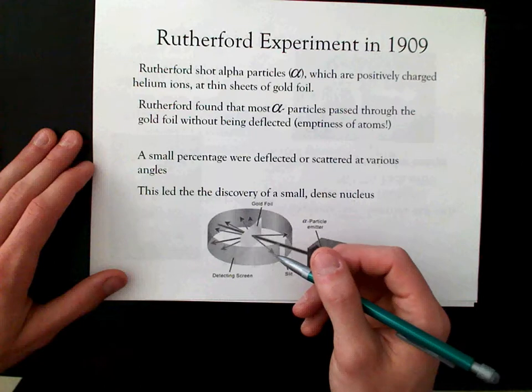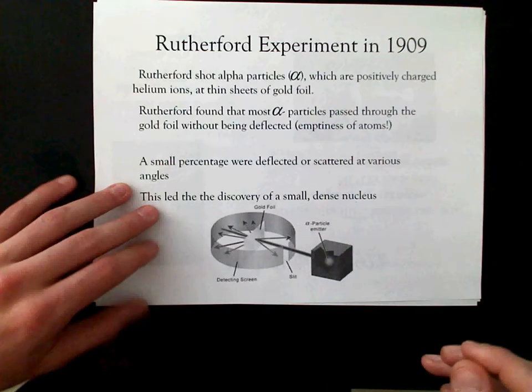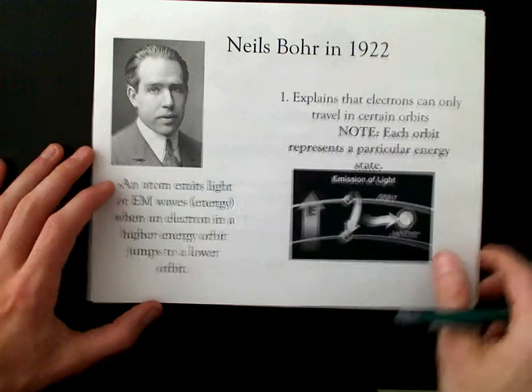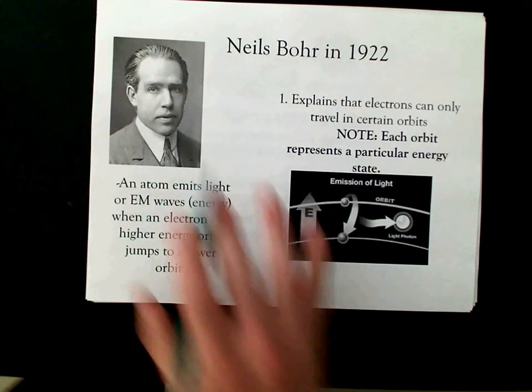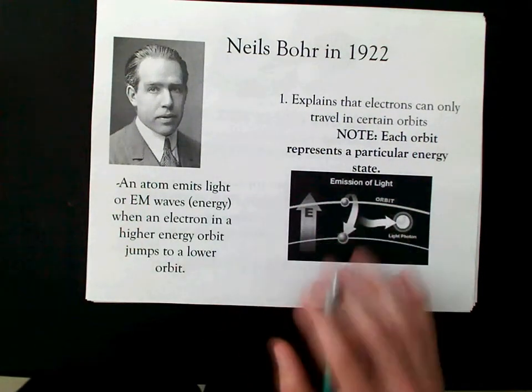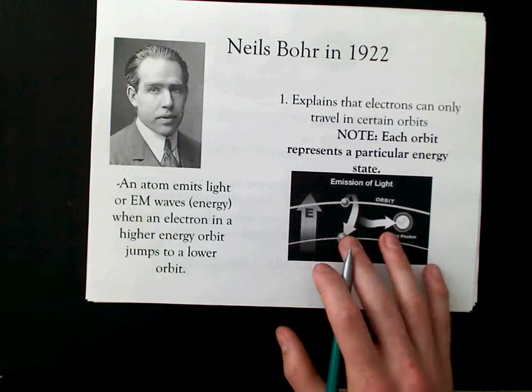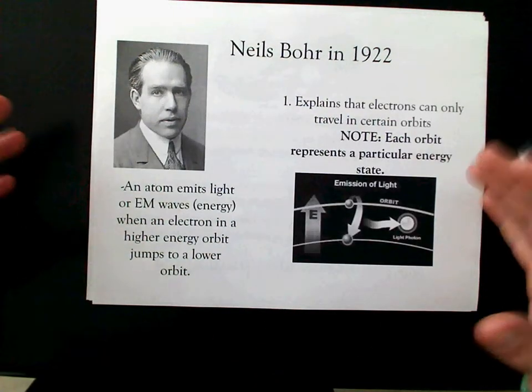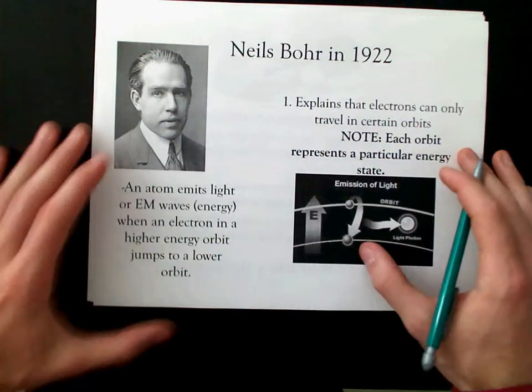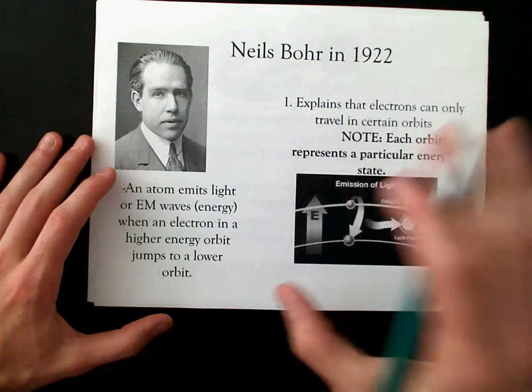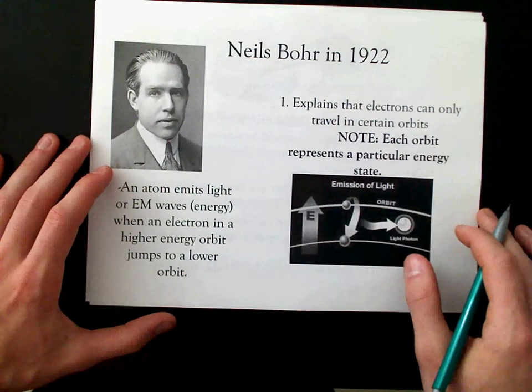Let's take it a step further with Niels Bohr. Niels Bohr noticed that electrons only travel in certain orbitals. They can't be anywhere over the span of that football field, over the span of that nothingness. They can only be in specific, distinct orbitals. And it's important to note that each orbital represents a particular energy.